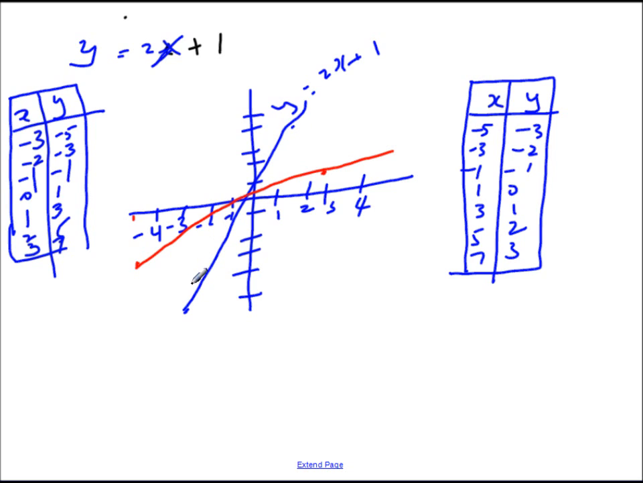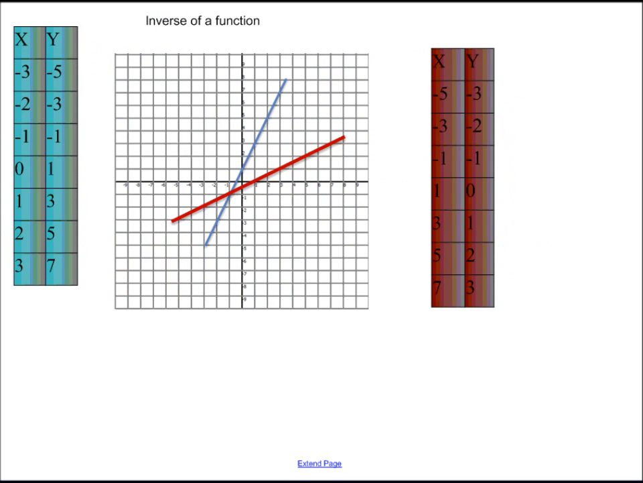We need to find the equation of this particular one that we can do algebraically also. But the point here is, as we switch the values of x and y, we get a different line, but it seems to be like a mirror image of the original one. I have the same table, same graphs given out in a neater, better way.